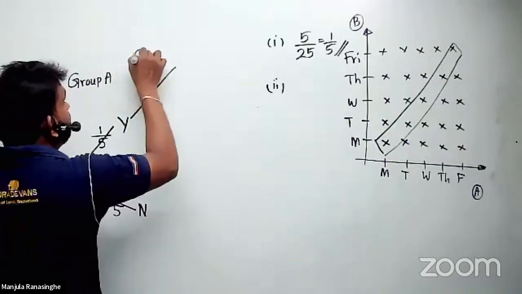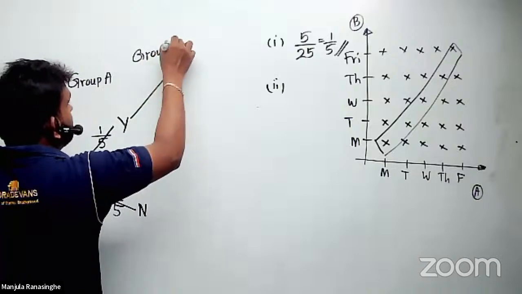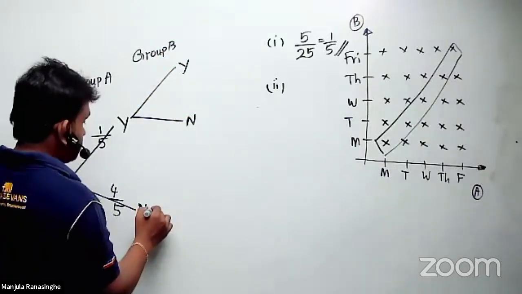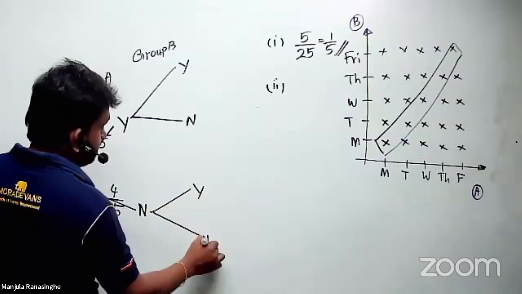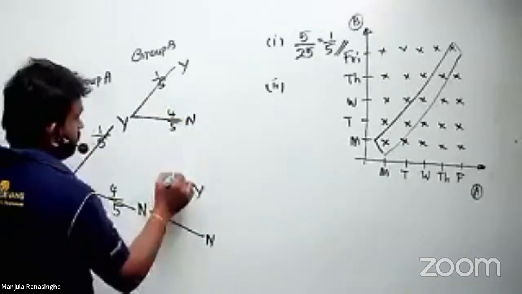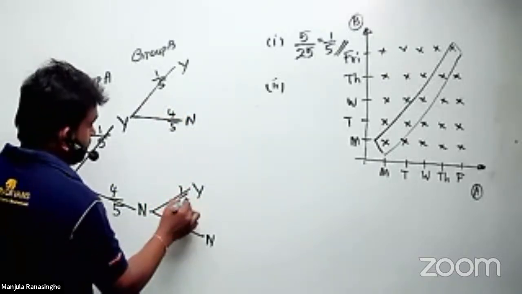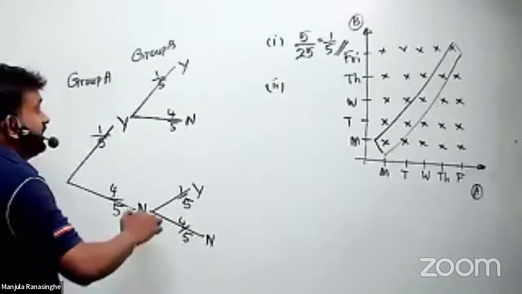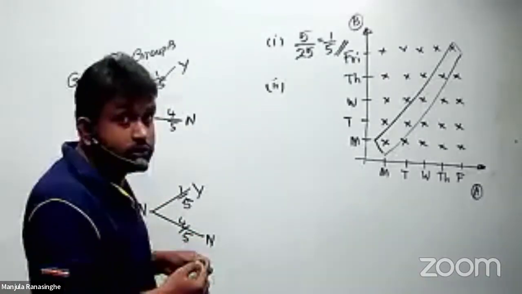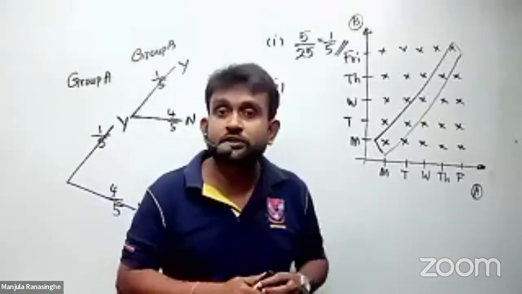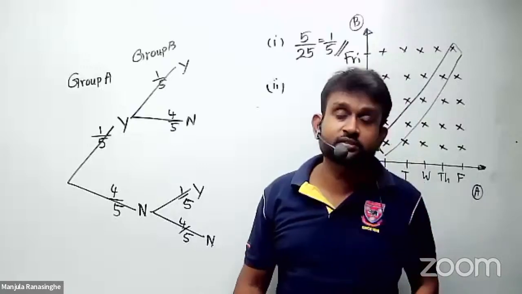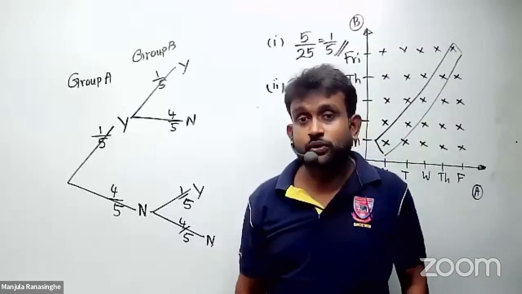Then we have group B. Right. Here Y and N, here also Y and N. So the same probabilities are there. 1/5, 4/5, 1/5 and 4/5. Submitting on Monday, not submitting on Monday. So this is the event. So in your level paper, you are having only 2 branches. In the new syllabus, we cannot see 3 branch questions.